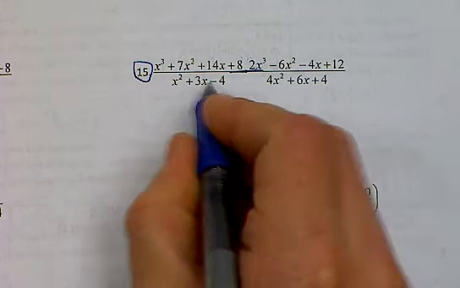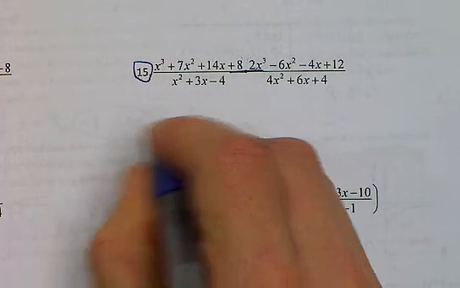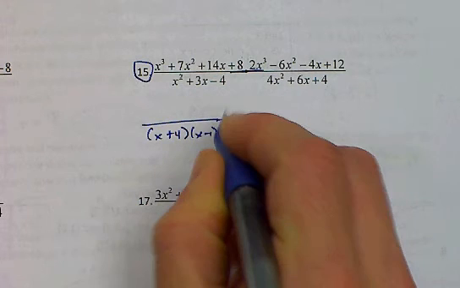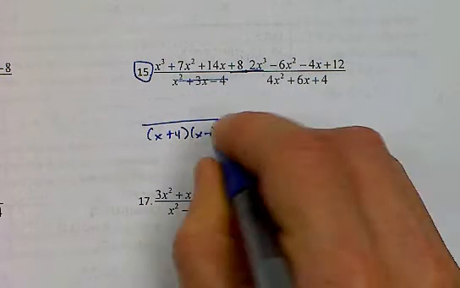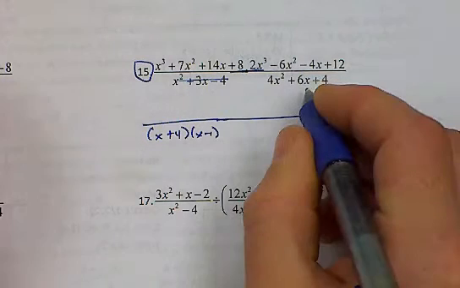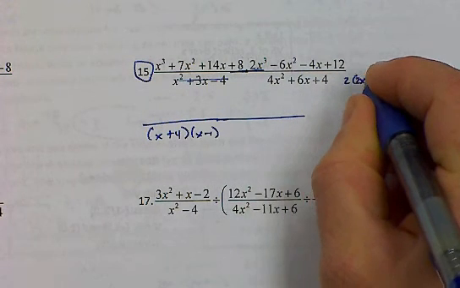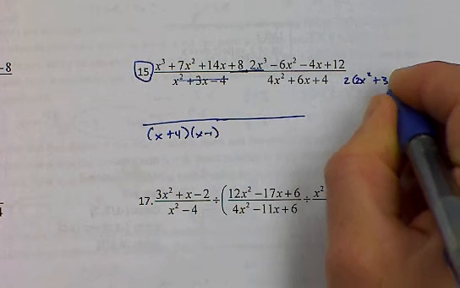I'm going to factor this denominator first. It's going to be fairly simple, x plus 4, x minus 1. That's this denominator. And then I'm going to factor this denominator here, but that's going to require two steps. I can pull the 2 out first. There's a GCF, which will make it a little bit easier.